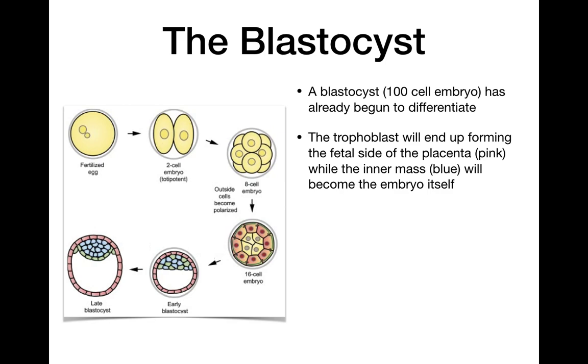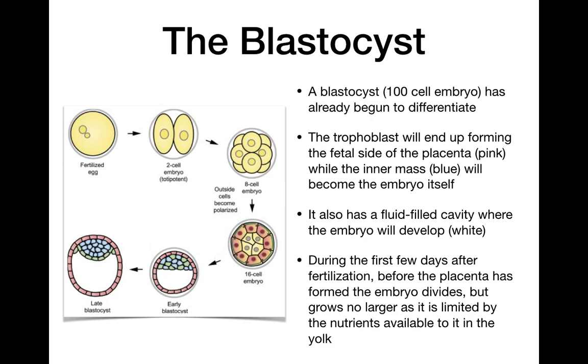It's going to end up forming the fetal side. So we look here, the pink part, that's the fetal side of the placenta. And the inner mass, the blue, is going to become the embryo itself. So we have the placenta part, we have the embryo itself, all this differentiation happening really early. It also has the fluid cavity, which is right here, the white part, and that's kind of where the embryo will develop. That's the cavity inside of the uterus.